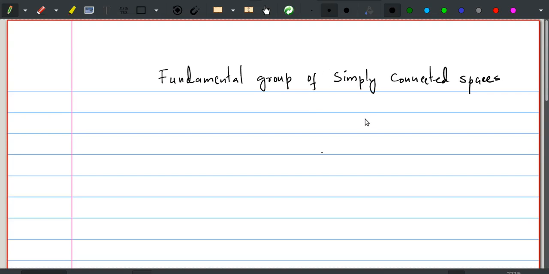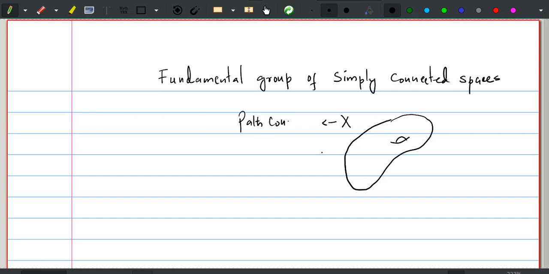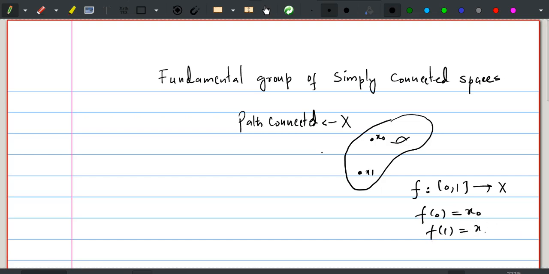I am Shanawaz. In the last lecture we studied that if we are given a topological space X which is path connected, that is, if we have any two points x0 and x1, then we have a continuous map f from the interval [0,1] to the space X such that f(0) is x0 and f(1) is x1. That is what we mean by a path connected space. So there is a path between any two points in this space X.